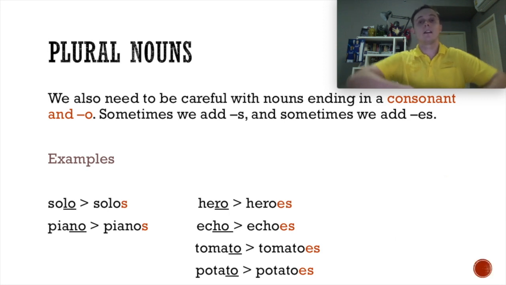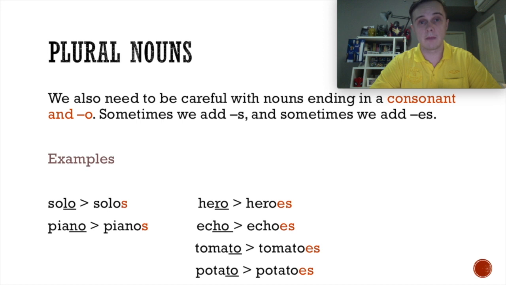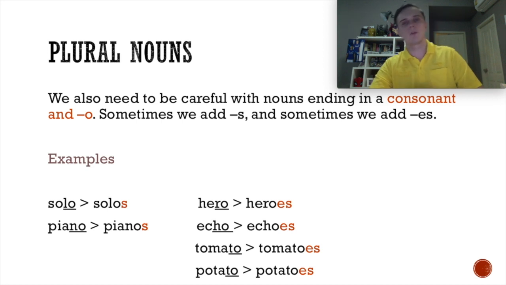So again, that is a bit harder to remember. There's no easy rule for you to follow. You just have to learn these words and know when to add S and when to add ES.